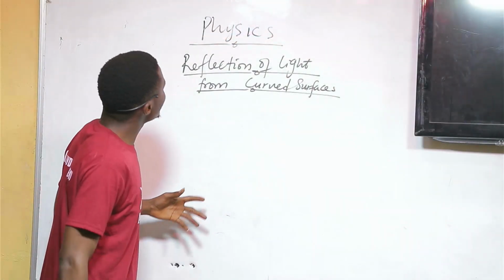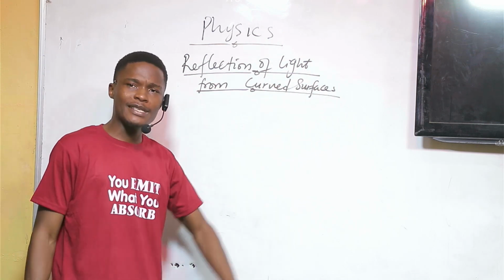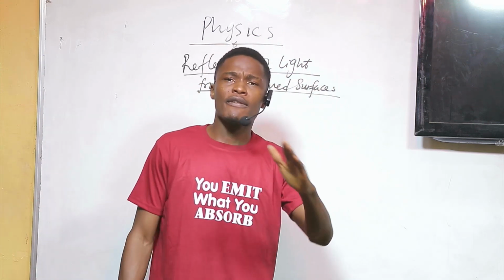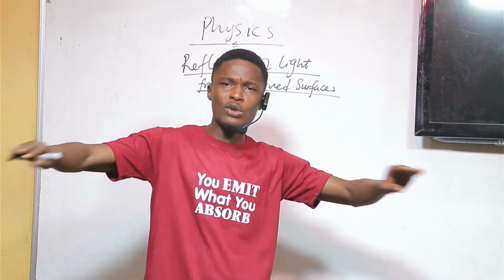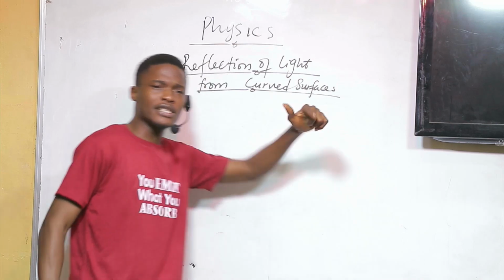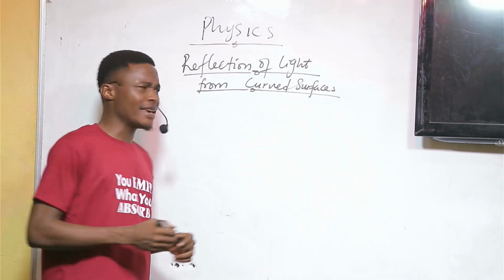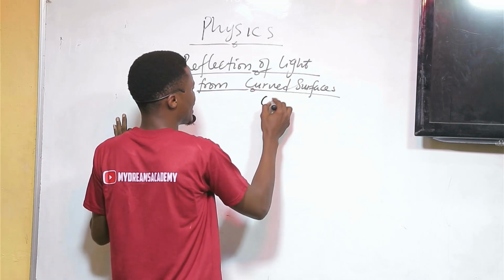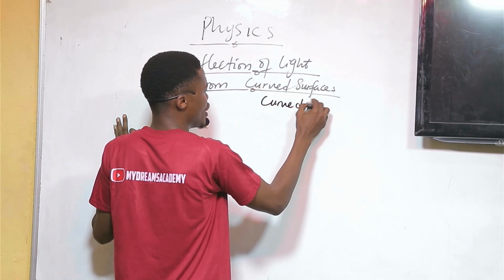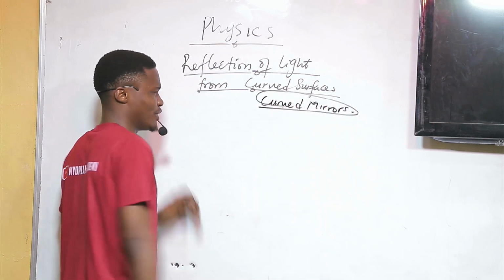We are going to start talking about reflection of light from curved surfaces. So we have done reflection of light on plane mirrors and all that. We'll start talking about reflection of light from curved surfaces. Okay, so what are we going to be talking about here? We are going to basically be talking about curved mirrors. Curved mirrors, that is what we are going to be talking about.